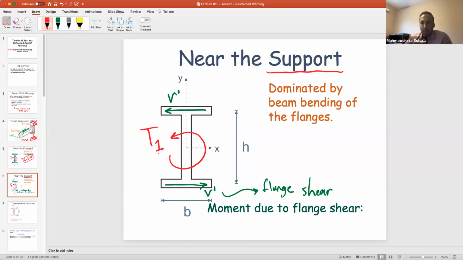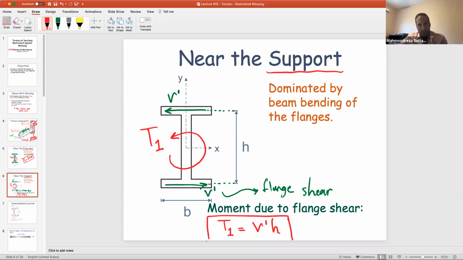So if we have this case, let's find the relationship between the shear forces and the torque. Don't forget, just a point here for us to follow right away: the way that it is being drawn, we are assuming these shears are at the mid height of your flange thickness. So if we find the relationship, T1 is equal to V prime H. This would be your expression.